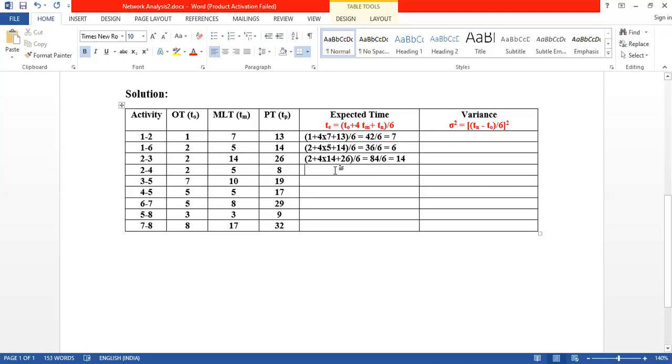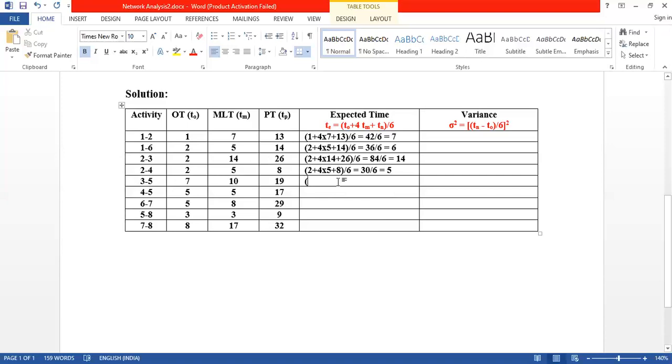Next, To is 2, plus 4 into Tm is 5, plus Tp is 8, divided by 6. Now again, 4 into 5 is 20, 20 plus 2 is 22, plus 8 is 30. So it is 30 by 6. That means 5.